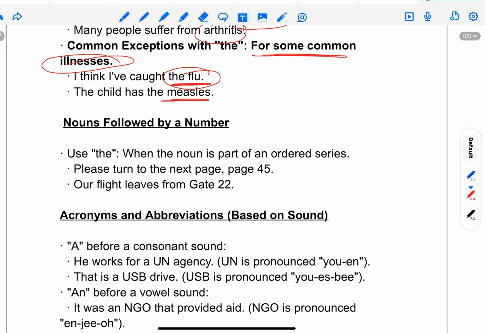Nouns followed by a number. When the noun is part of an ordered series, meaning an ordinal number, first, second, third, like this. Like, please turn to the next page. Open the fifth page of this book, the last chapter of this book. Such sentences can take the article the before it. Our flight leaves from gate 22. This is a cardinal number, so there is no article.